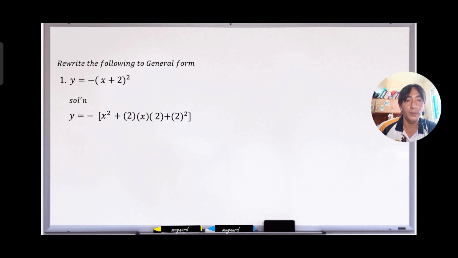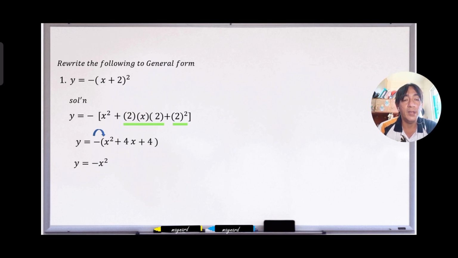Simplify muna natin yung nasa loob ng bracket. So, y equals to negative times the quantity of x squared. Multiply mo yan. 2 times x times 2 will be plus 4x. And then, kunin mo yung square nun. So, 2 squared will be 4. So, plus 4. So, nakikita niya may negative 1 outside the parenthesis. So, gagawin mo lang, multiply that. So, di ba yun yung product? Tapos, multiply mo sa a. Ang a natin dito ay negative 1.